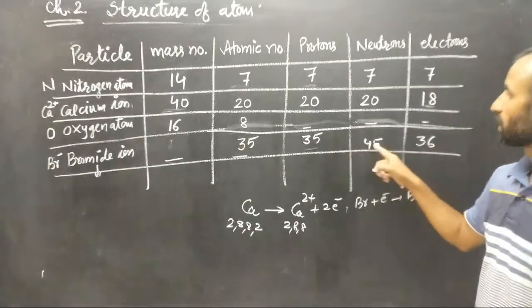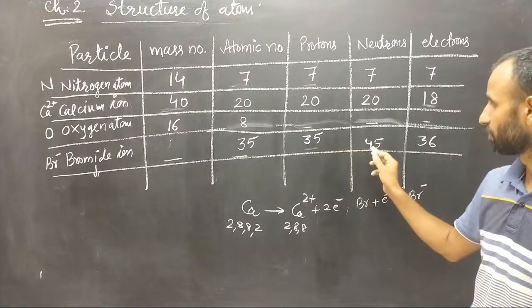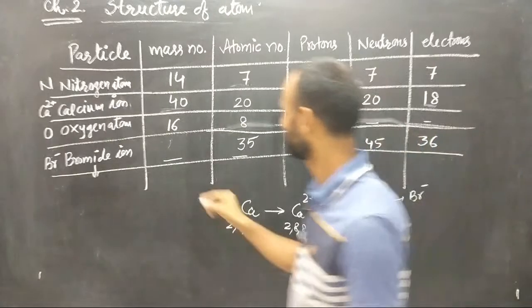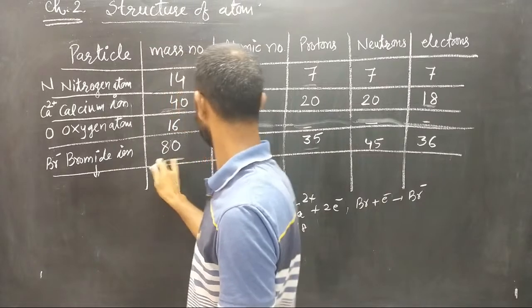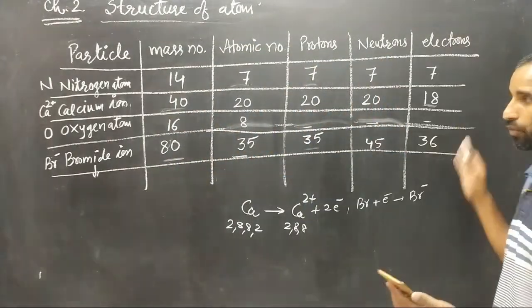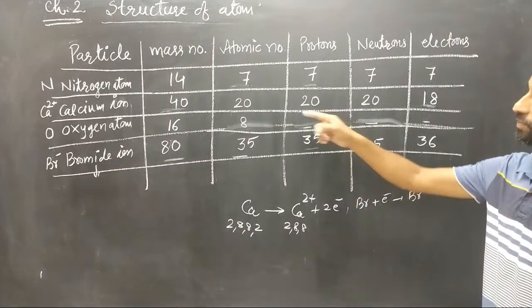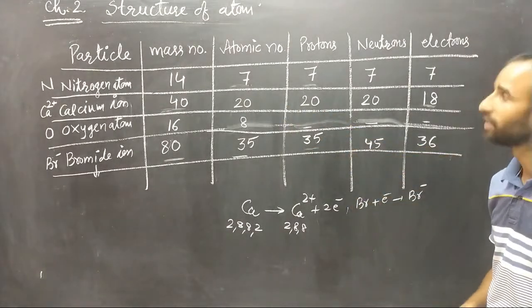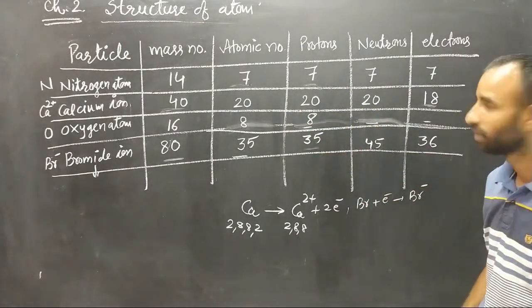So proton plus neutron is the mass number. It should be 80. Got it? Now, this oxygen. Mass number is 16. Atomic number is the number of protons.